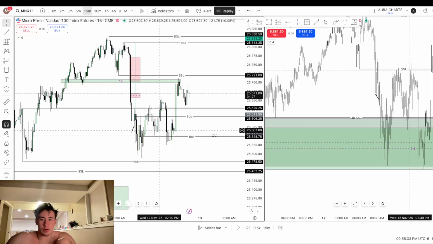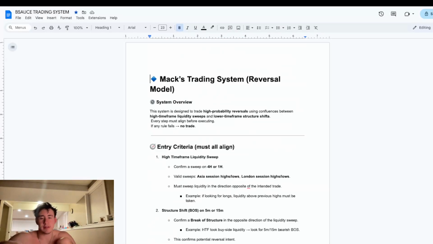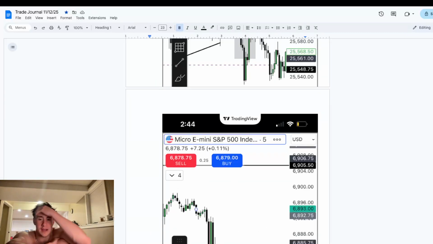I would like to see some moves with my mechanical model, which is this. But I mean, SMTs are valid. I do like those moves. I literally had a 22 RR last week from an SMT. So it's just being patient when the model presents itself, put on the trade, just make sure it aligns with higher time frame alignment, and we're golden.